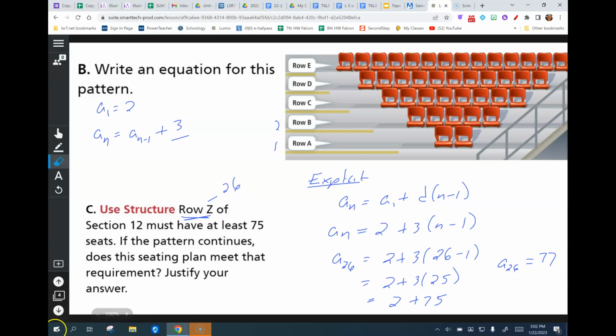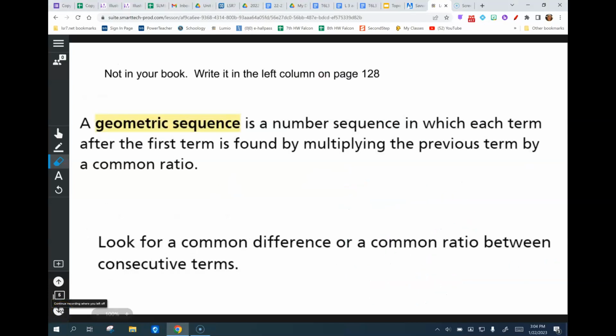But today we get to talk about a geometric sequence. Now, this is not in your book, so write it in the left-hand column on page 128. In the left-hand column, what is a geometric sequence? A geometric sequence is a sequence in which each term is multiplied by the same number to get the next term. That is key.